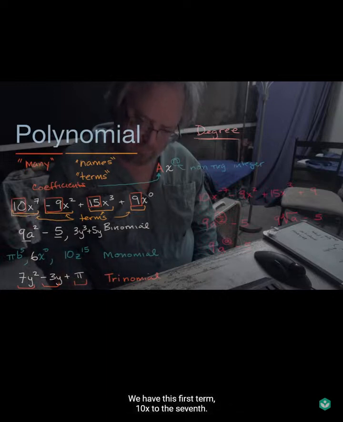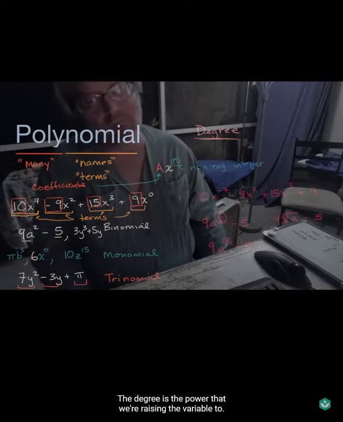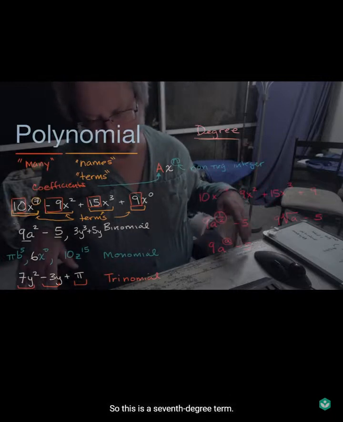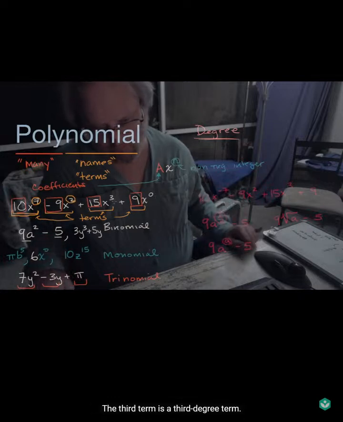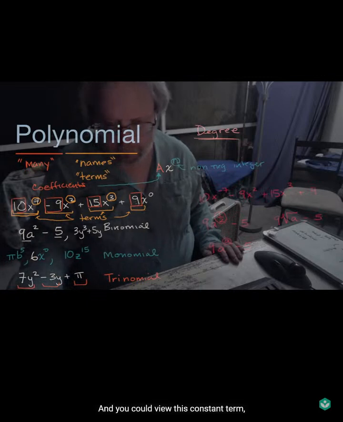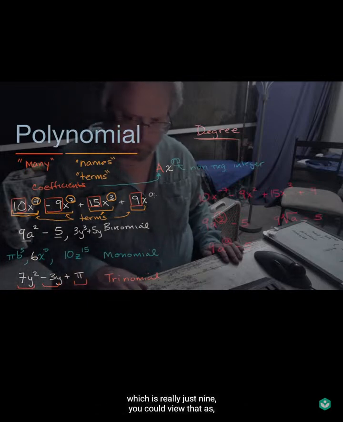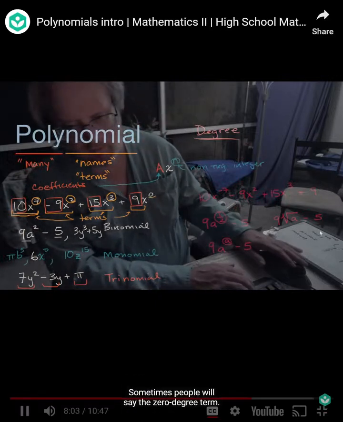We have this first term, 10x to the 7th. The degree is the power that we're raising the variable to. So this is a 7th degree term. The second term is a 2nd degree term. The third term is a 3rd degree term. And you could view this constant term, which is really just 9, as, sometimes people will say the constant term, sometimes people will say the 0th degree term.